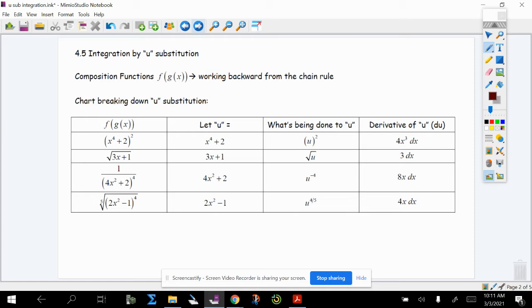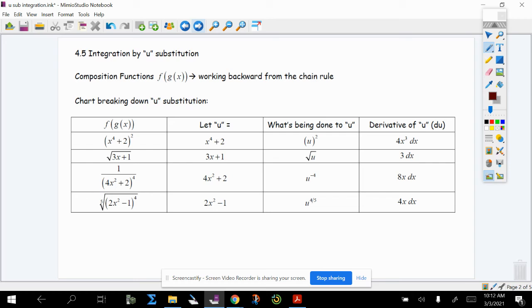My last one has some practice with power over root. My inner piece is 2x squared minus 1. It's being taken to the 4/5 power over root, and the derivative of it will be 4x. We do this to get used to what needs to be present in order to integrate. Derivatives are very flexible. You can derive just about anything with all the different rules. Integrations are not as flexible. Things have to be a certain way in a certain place in order to make them possible.